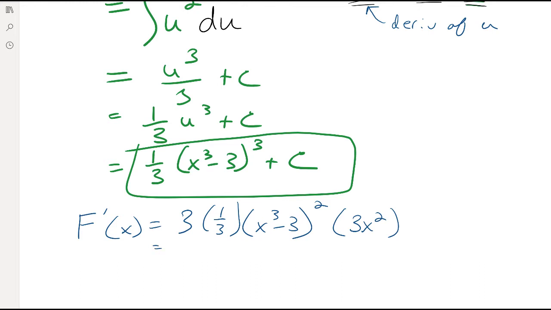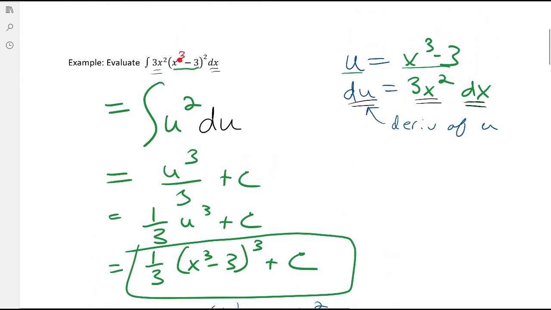Let's clean this up. 3 times 1/3, they're going to cancel, leaving us with a 1. So we're left with (x cubed minus 3) to the second power times 3x squared. Remember, the order of multiplication doesn't matter. I could put the 3x squared wherever I want to. And that is precisely what our integrand is. So you can always check yourself by taking derivatives.